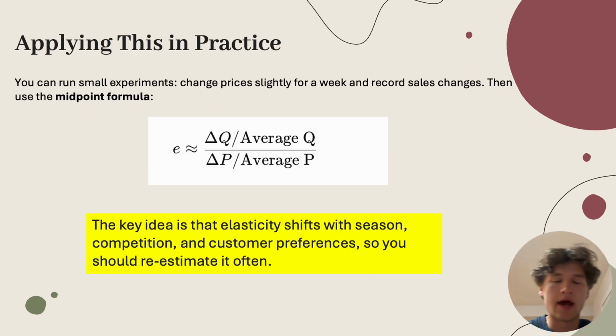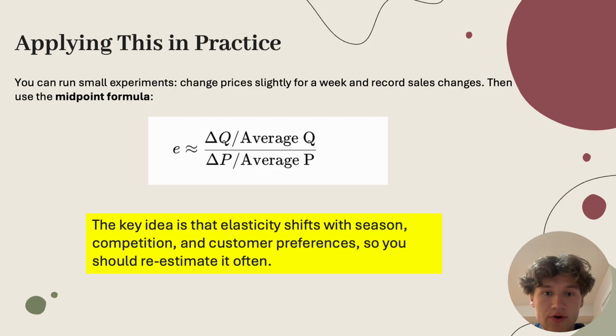Okay, so now you might be wondering, how can a manager actually measure elasticity in real life? It's not like customers walk in and tell you, hey, my elasticity is negative 1.5. You have to figure this out using data. One practical method is to run small pricing experiments. So for example, the smoothie bar could try lowering the price from $10 to $9 for 1 week and carefully track how many smoothies were sold. Then, using the midpoint formula as shown below, you can estimate elasticity.